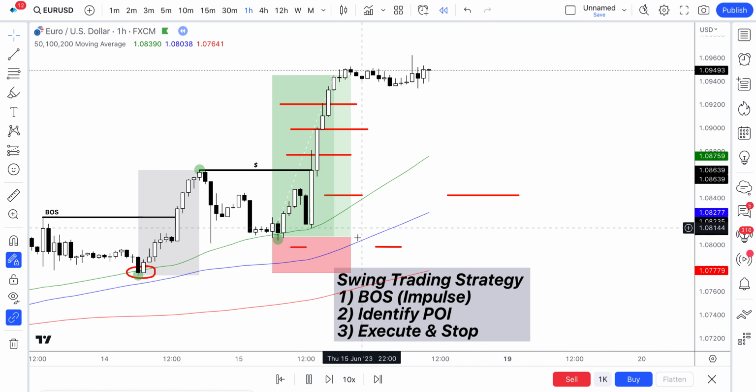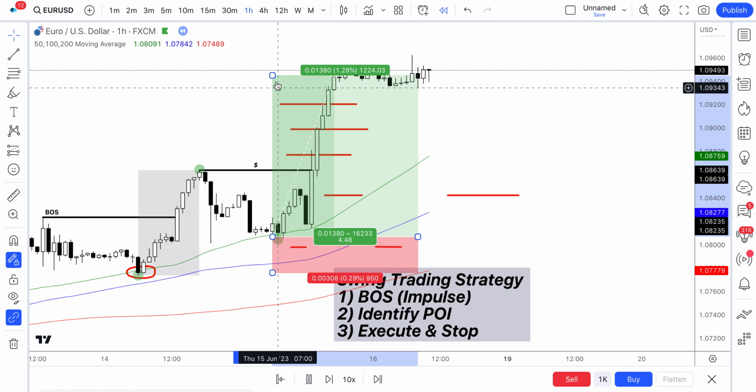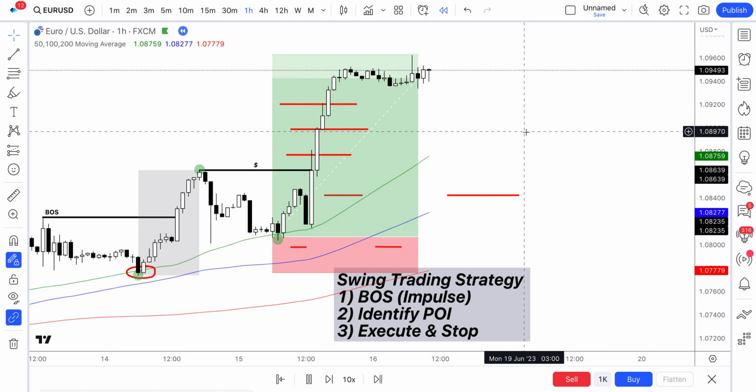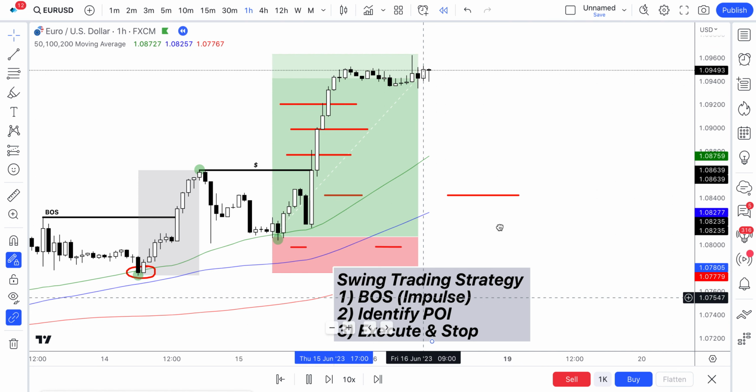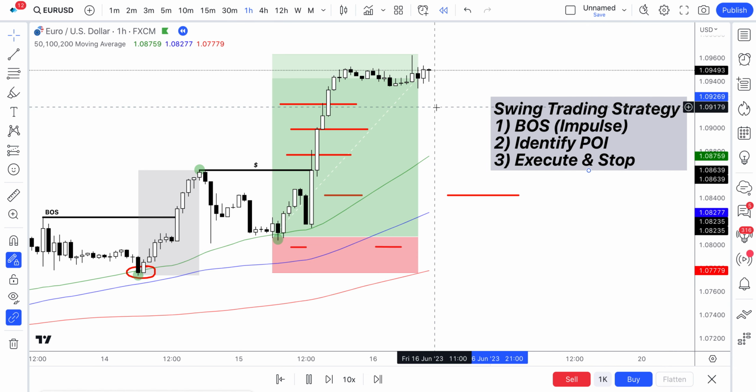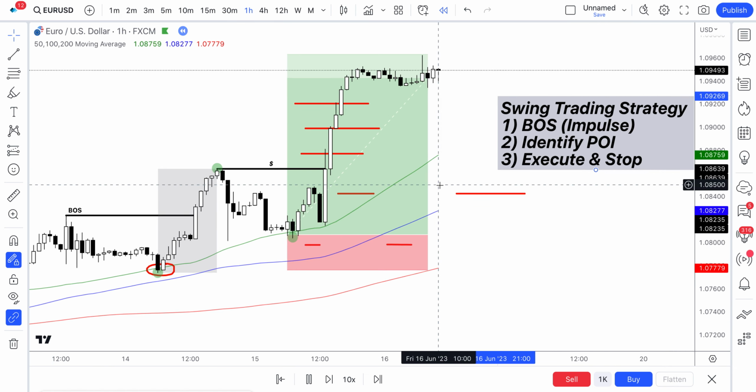And this is literally a trade that I executed yesterday. This is on Euro USD, and we're currently running risk-free on the runners, and yeah, we're break even on the runners. So this is a risk-free trade, and yeah, this is the swing trading strategy, right?